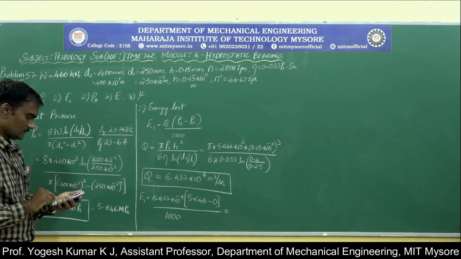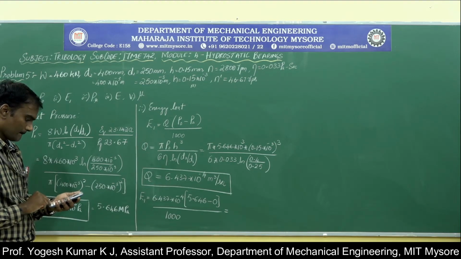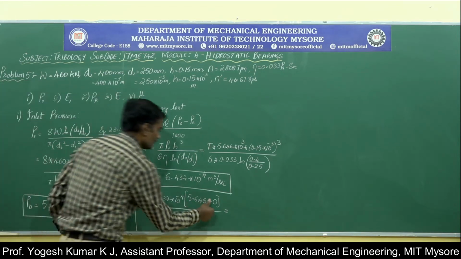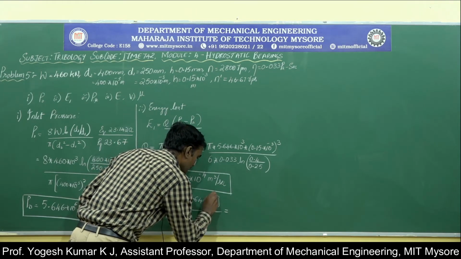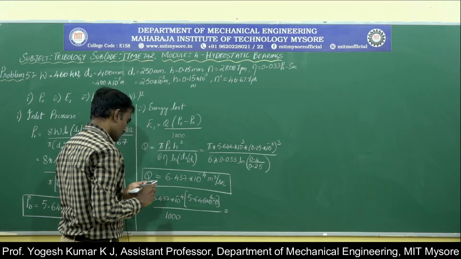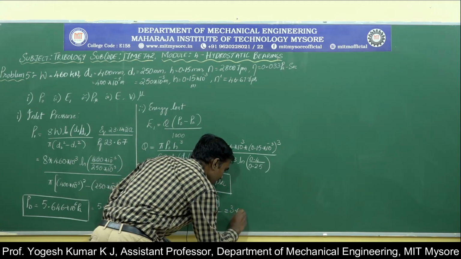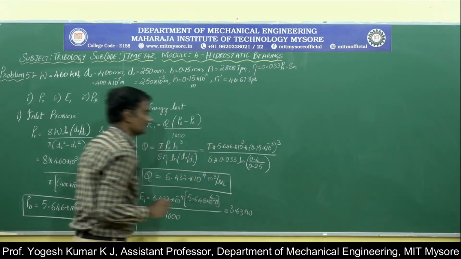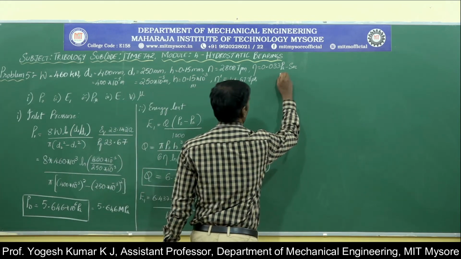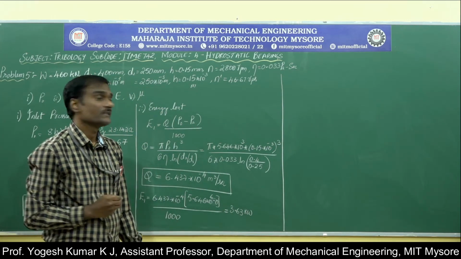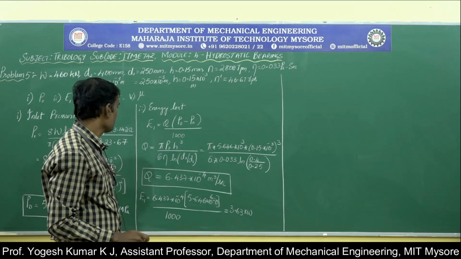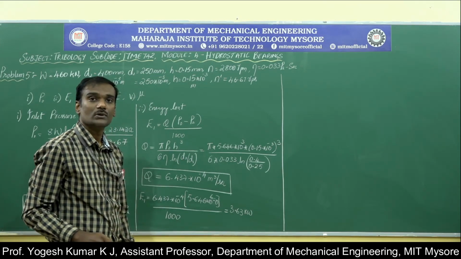6.437 into 10 power minus 4 into 5.646 into 10 power 6, because it is mega. On calculation we get 3.63 kilowatts. So the energy lost due to pumping is 3.6 kilowatts. Okay. Then there was power loss due to viscous friction.